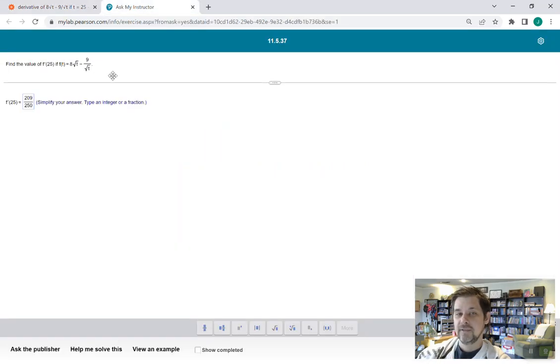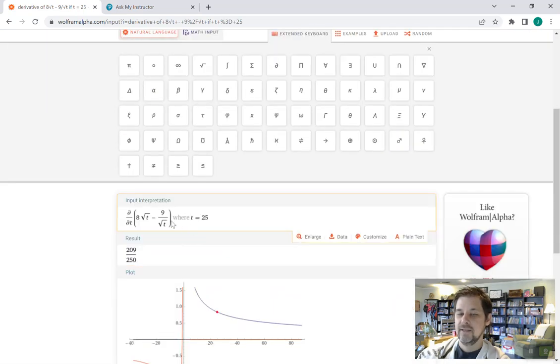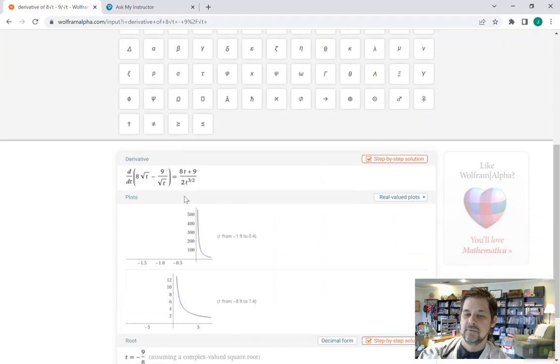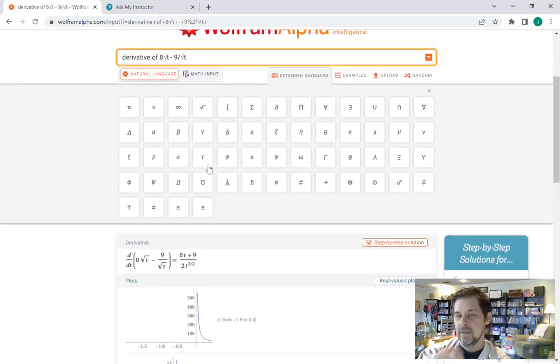So I took this function, 8 times square root of t minus 9 over root t. There it is right there, and I said derivative of that, and it gave it to me. Right there. Okay, so it's telling me that that's the derivative, 8t plus 9 over 2t to the 3 over 2 power. So I could do that.